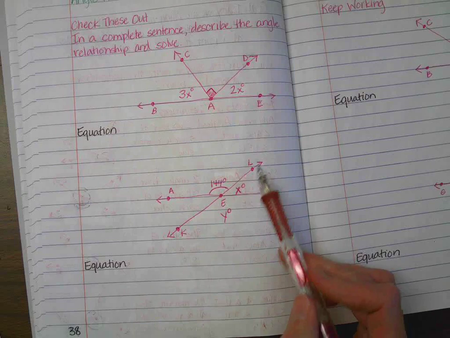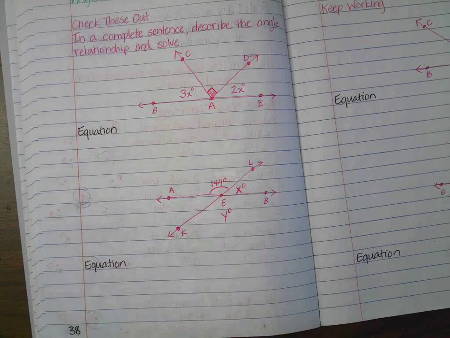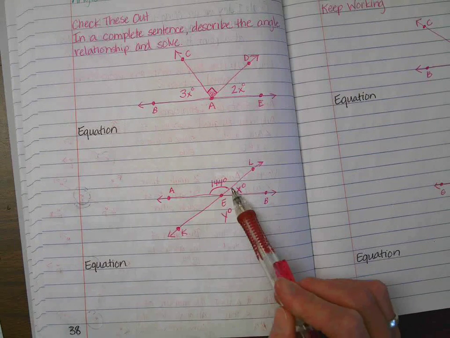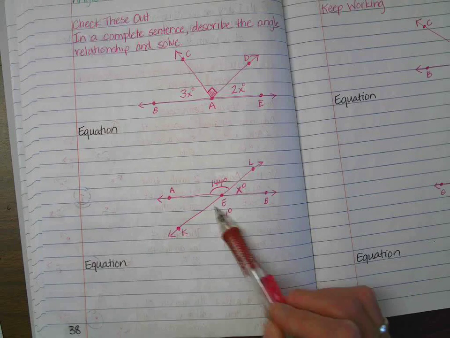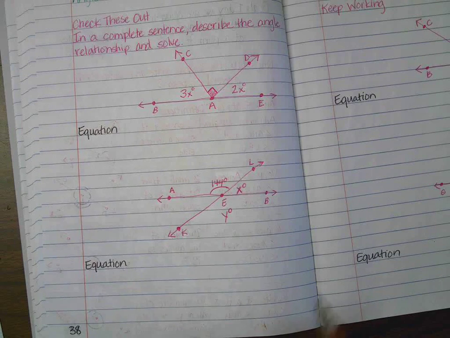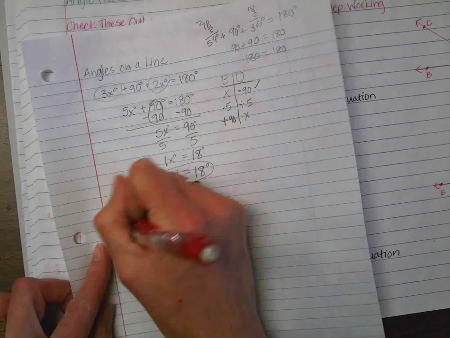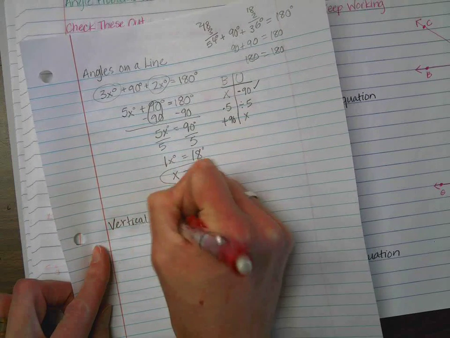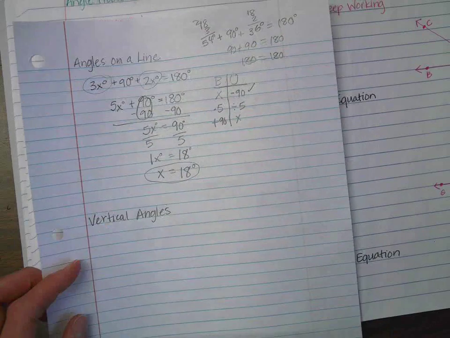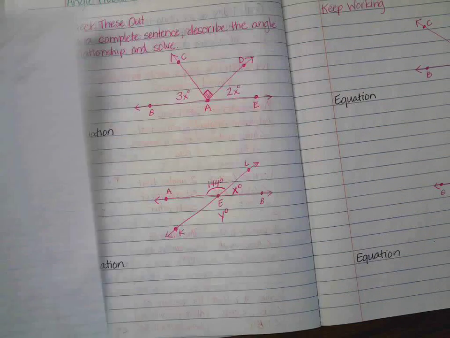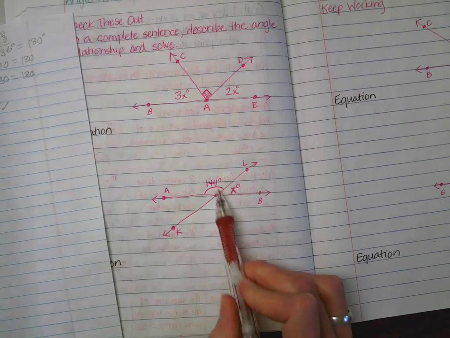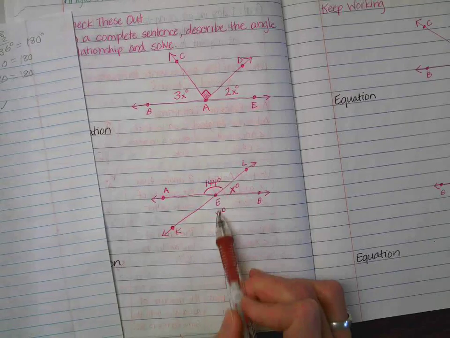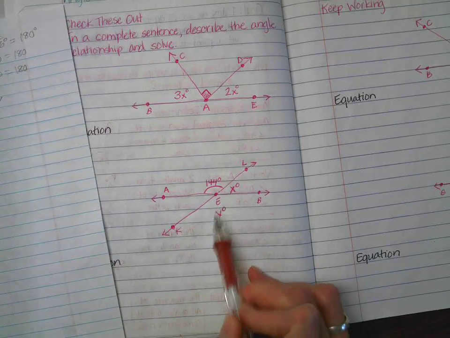Here's the picture. Look at it. What does that one look like? I'll give you a hint. What do you see? All right, I'm going to say vertical angles. And what did we learn about vertical angles? That they equal each other, okay? Vertical angles mean that the opposites are exactly the same.